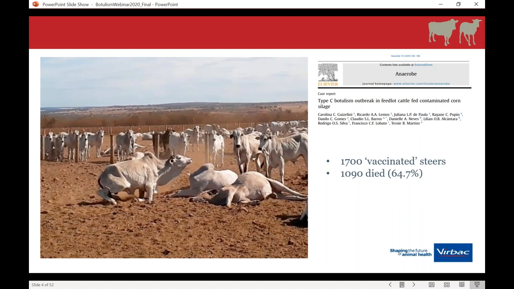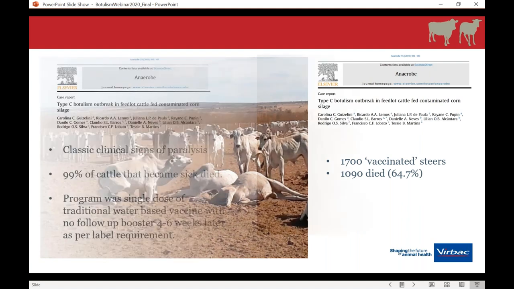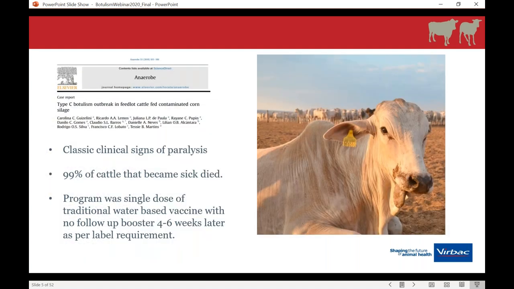The picture which the scientists put in this journal article shows us a lot of information. We can see some cattle that are well, but as the outbreak progressed, the cattle on the left is starting to become paralyzed. The one in the middle is even more paralyzed. And the reality of this disease is we can see the one on the right at the front has died. And when we look at that, these scientists describe to us the classic symptoms you see with botulism. It's a disease of paralysis, so you can't move parts of the body.